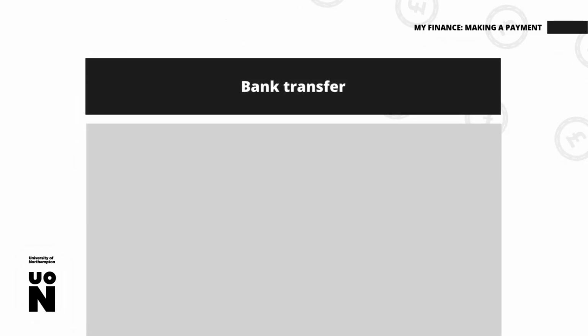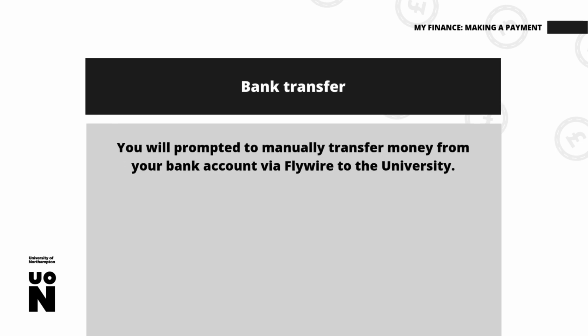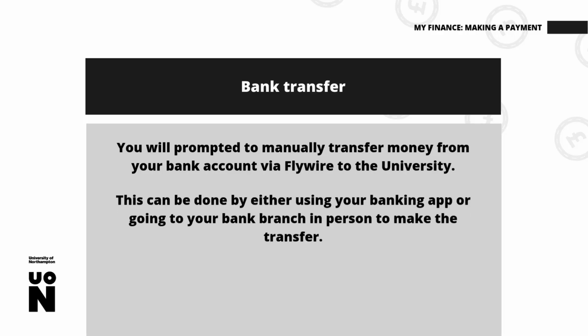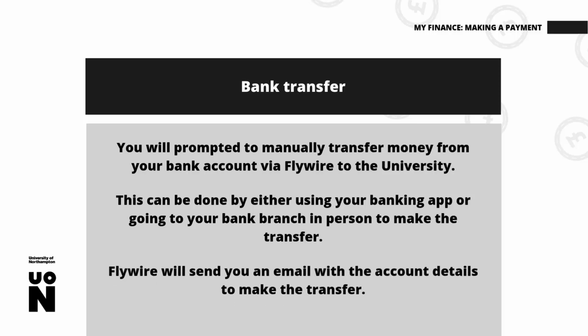The first option is a bank transfer. You will be prompted to manually transfer money from your bank account via Flywire to the university. This can be done either using your banking app or going to your bank branch in person to make the transfer. Flywire will send you an email with the account details to make the transfer.